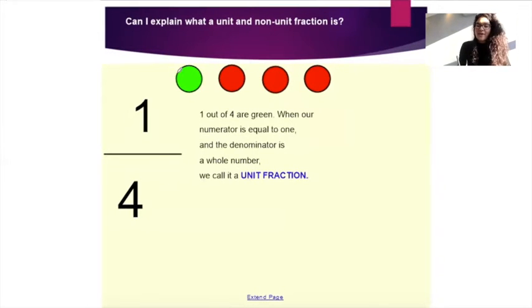Here we have another fraction, 1 out of 4. 1 out of 4 are green, which is true. If you look at the picture here, you have 1 counter out of the 4 counters being the colour green. When our numerator is 1 and the denominator is a whole number, we call it a unit fraction. So a unit fraction is when the numerator, the number at the top, is always 1. That would be a unit fraction. So that's the difference between unit and non-unit.